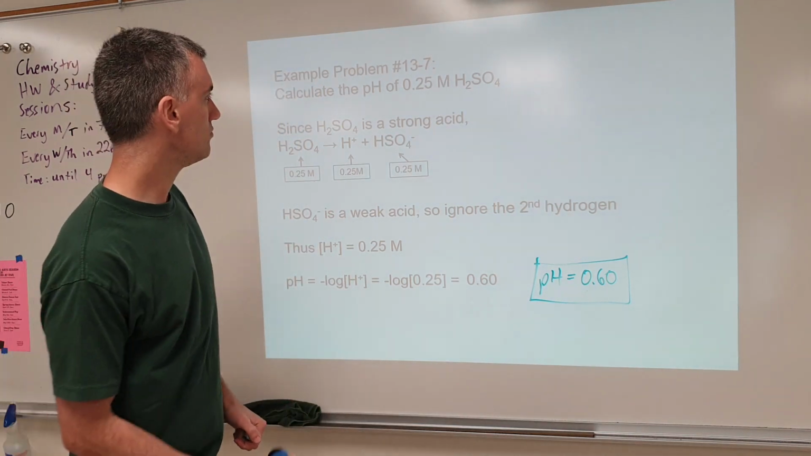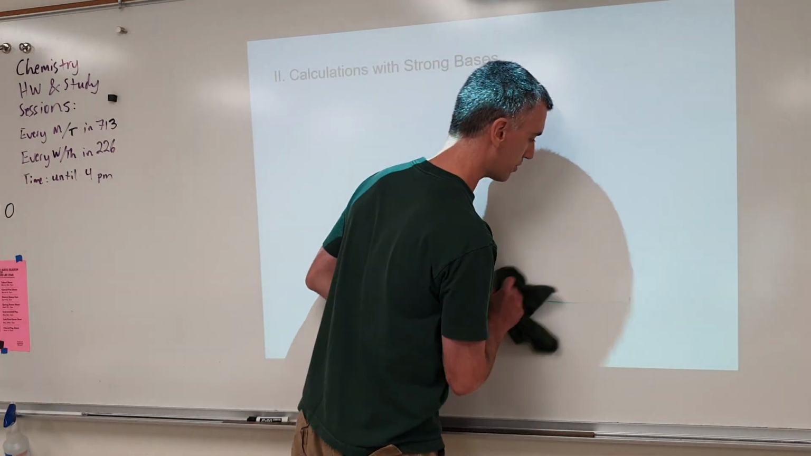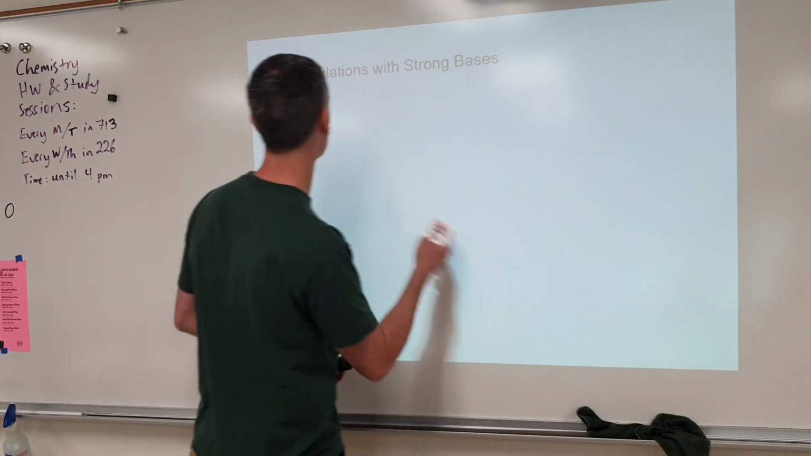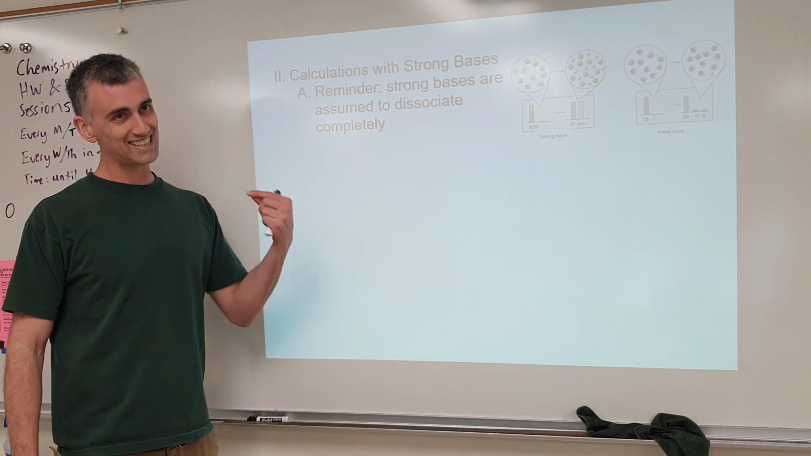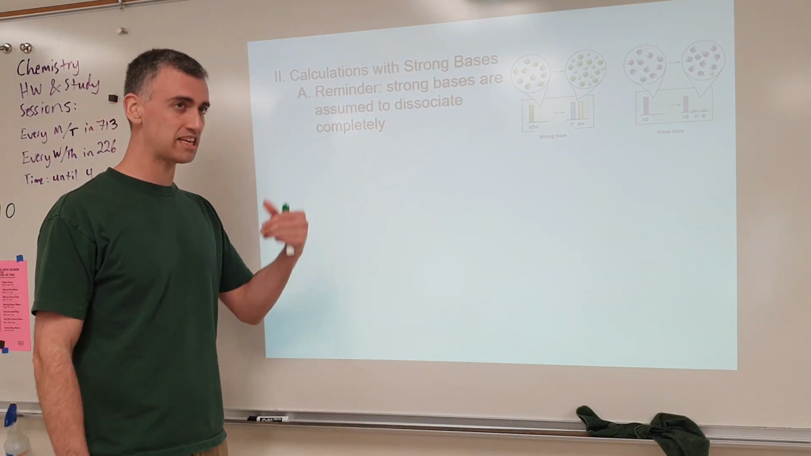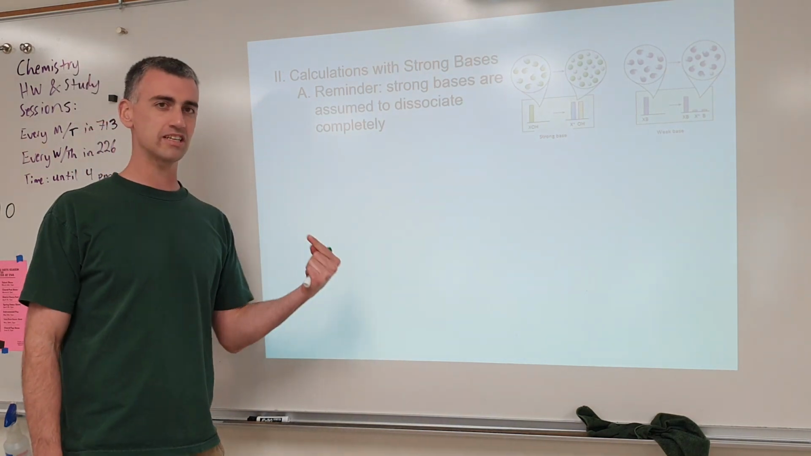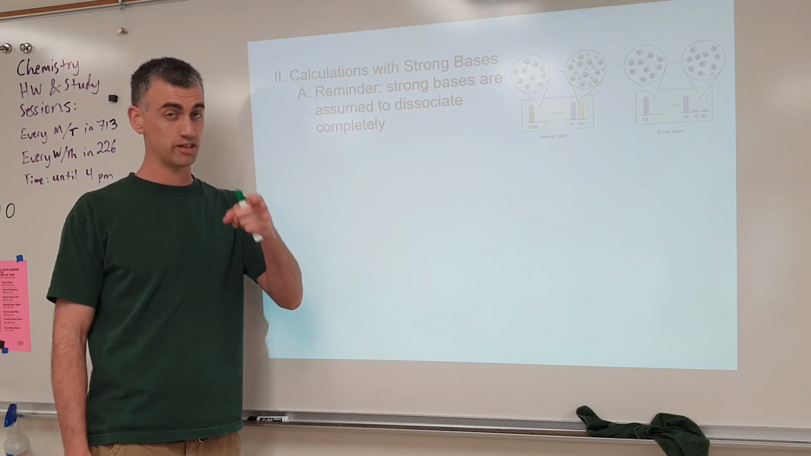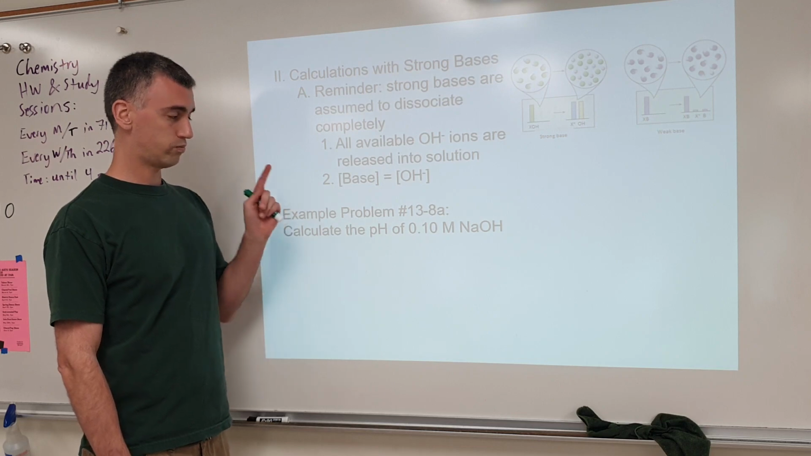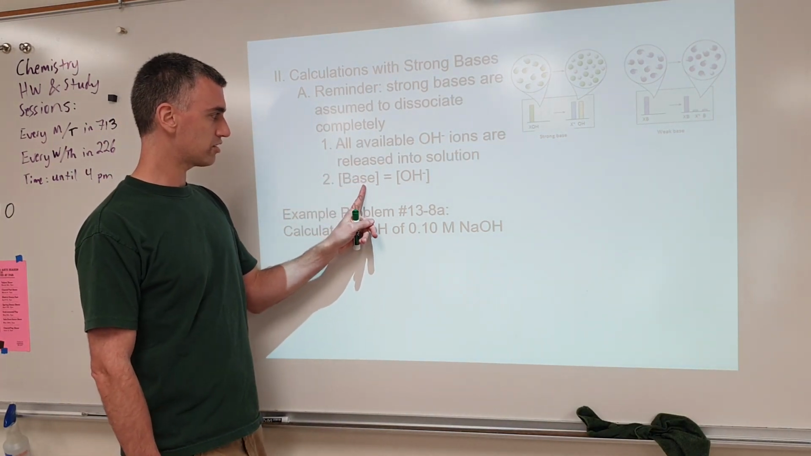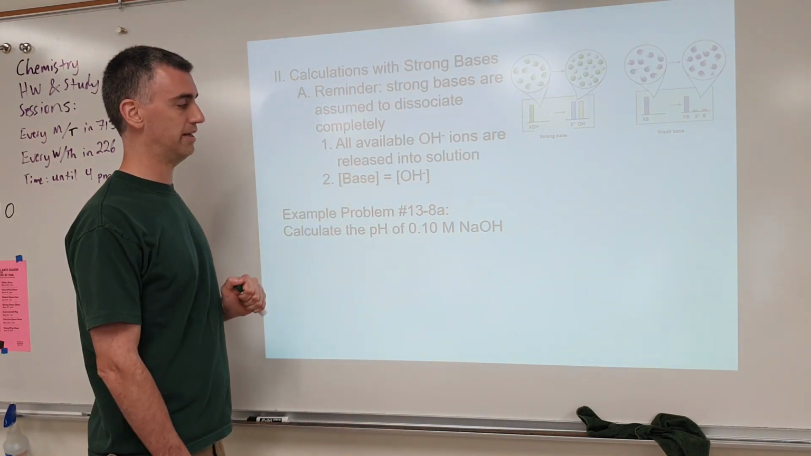All right, let's see. There's more to practice with. And when it is concentration of strong bases we're dealing with, or just calculations in general with strong bases, it's going to be the same idea. Remember, what makes an acid strong is that it dissociates completely, and the same is true for bases. They are strong because they dissociate completely. We assume that every single hydroxide in that base is released. So we assume that the concentration of base equals the concentration of hydroxide, at least in certain circumstances, which I'll get at in a bit.